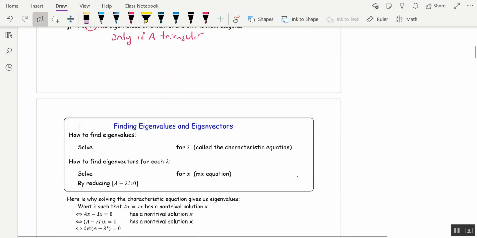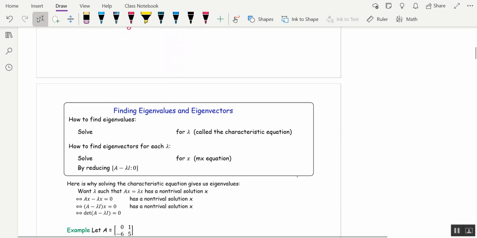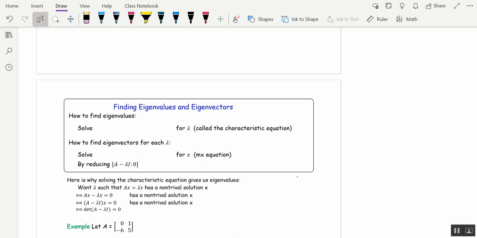Okay. So now let's make more concrete how to find an eigenvalue, how to find an eigenvector, and do an example. To find eigenvalues, solve the characteristic equation, and that's determinant of A minus lambda I equals 0. That's a polynomial equation, and you'll get some lambdas. For each lambda, if you want to find an eigenvector, you're going to solve A minus lambda I times x equals 0 for x. That's a matrix equation, and you'll do that by reducing the augmented matrix.